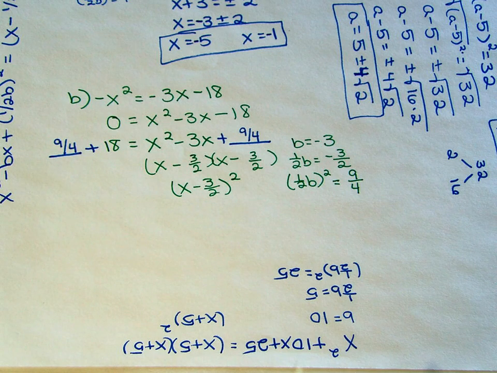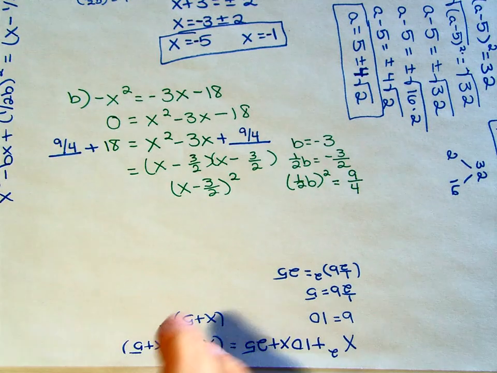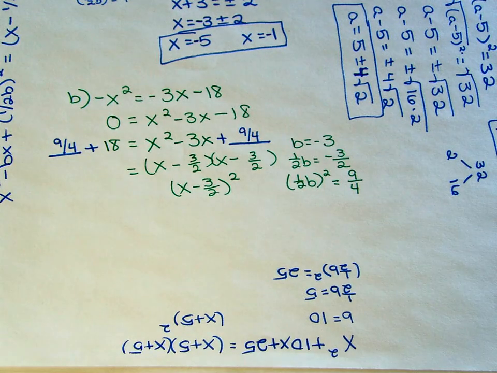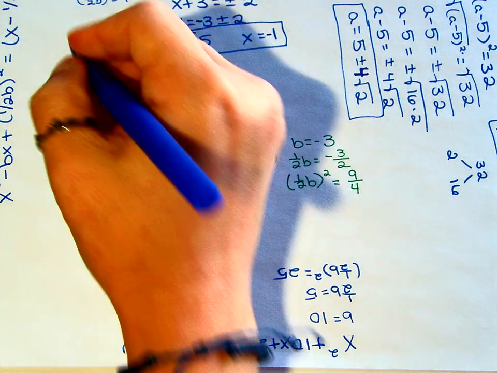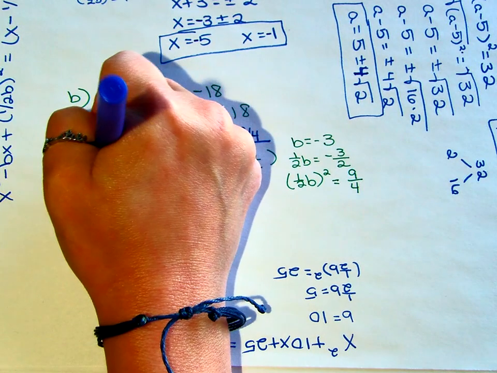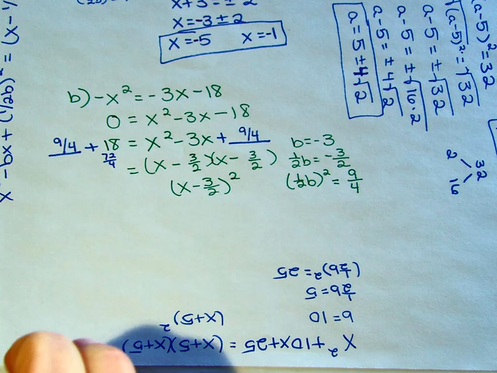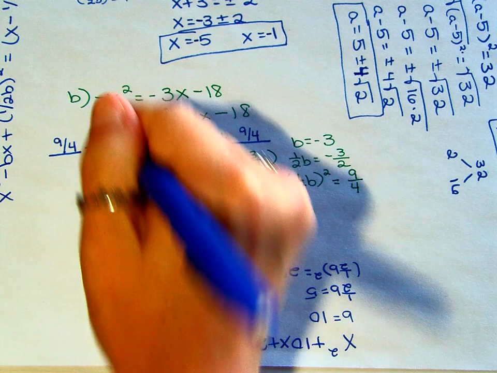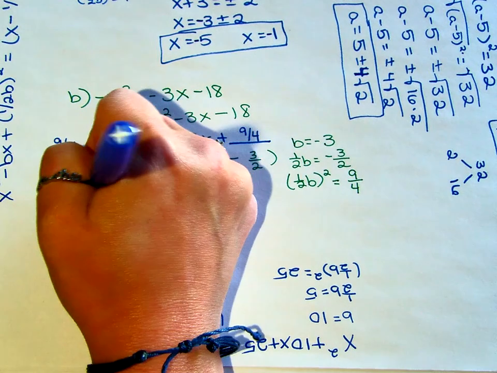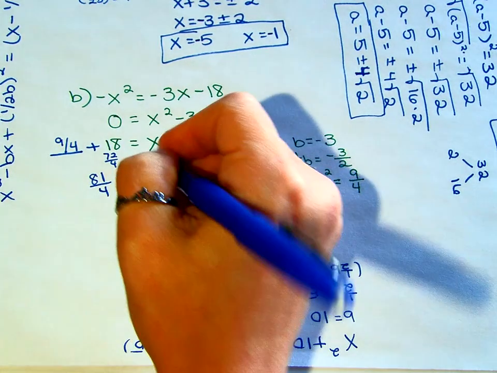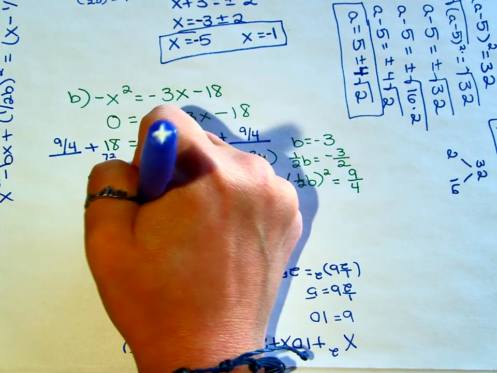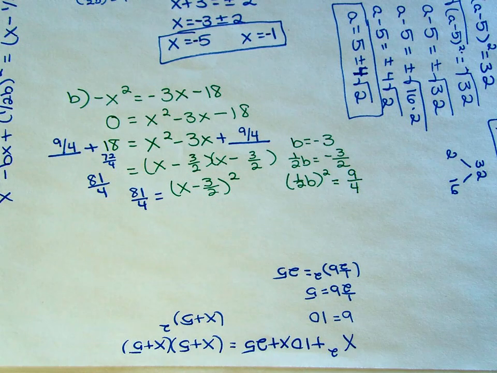So a common denominator for that would be 4. So 18 times 4 would give me a 72/4. And that's going to give me 81/4. So I have 81/4 equals x minus 3/2 quantity squared. At this point, I can do my square root property. Even with fractions, you can do this.